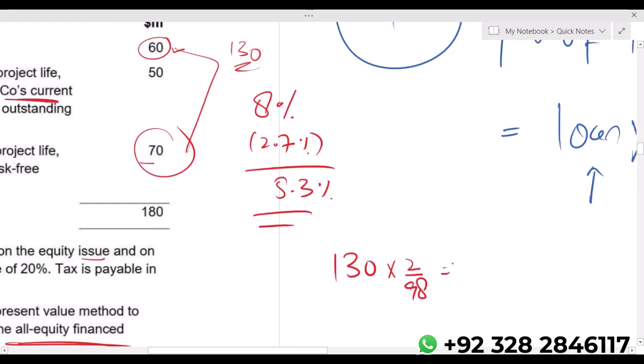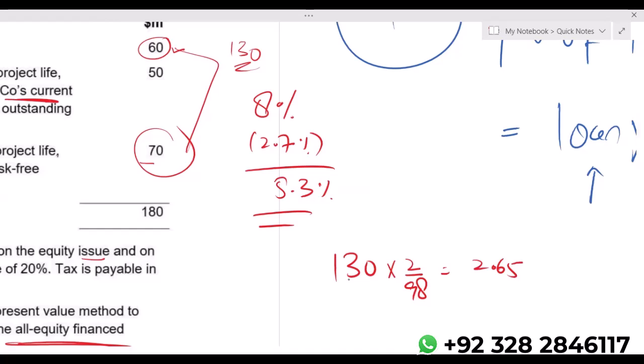130 multiplied by 2 divided by 98. I'm getting 2.65. Issue cost, I'm getting 2.65. Repeat. How did we calculate this? If 2% is the issue cost, then logically the investment of 60 and 70 is representing 98%. So 130 multiplied by 2 divided by 98, issue cost is 2.65.